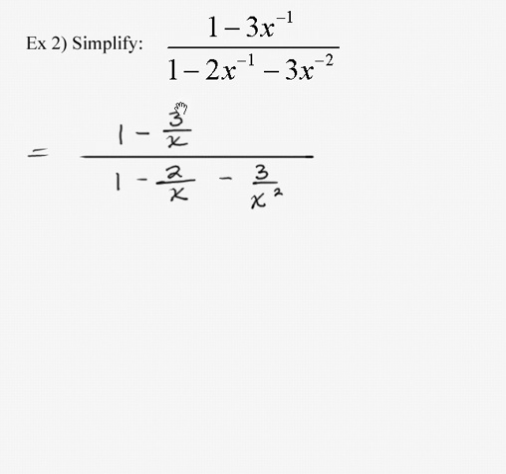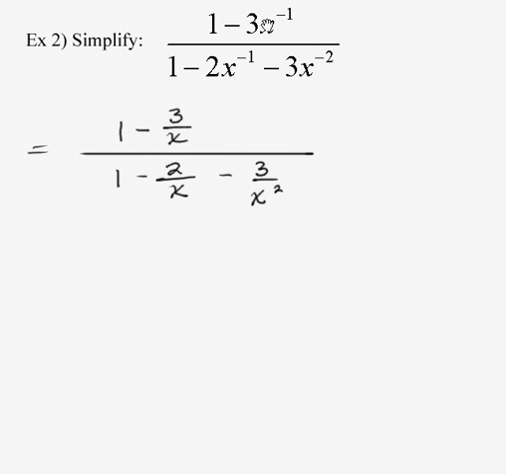So it's 3 over x. It's going to be 1 over x to the first. In the denominator we have 1. Then minus, that's going to be 2 over x. And then minus 3 over x squared. Let's think of it as 3 simple problems in one.